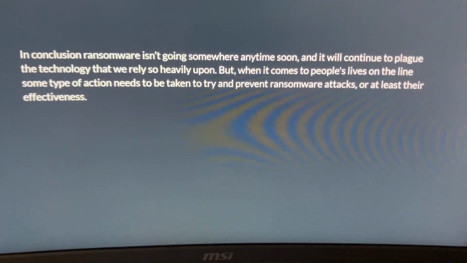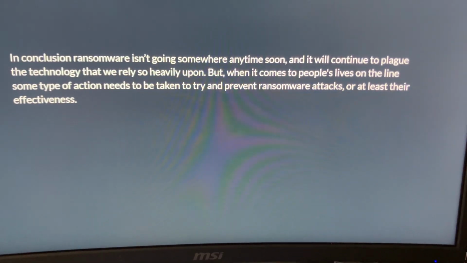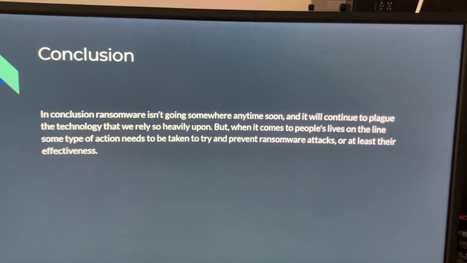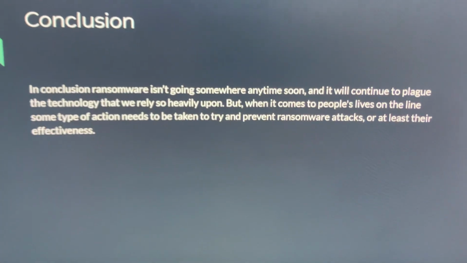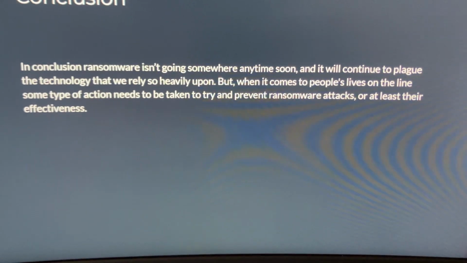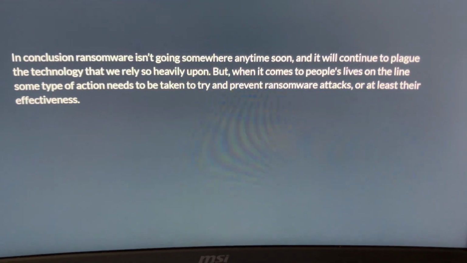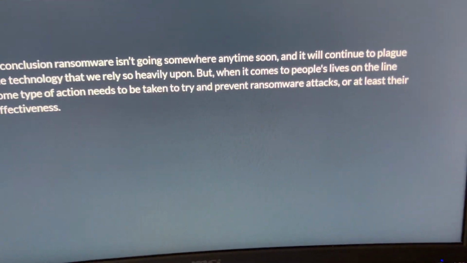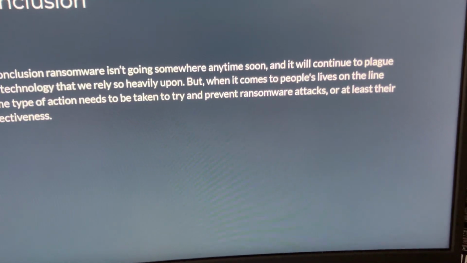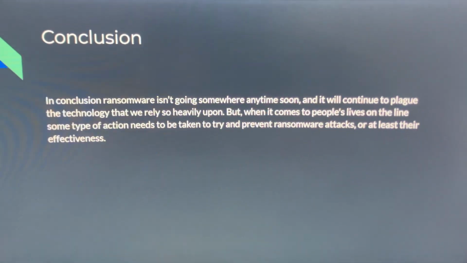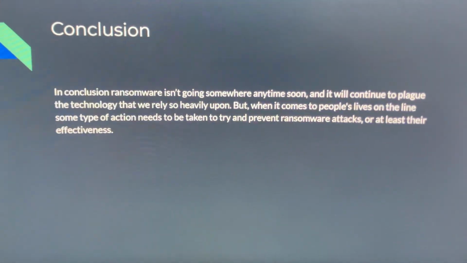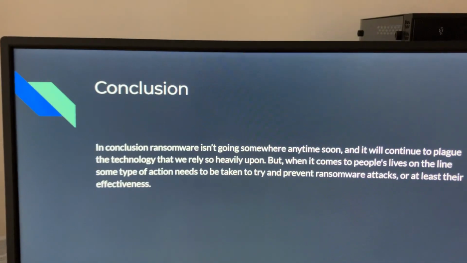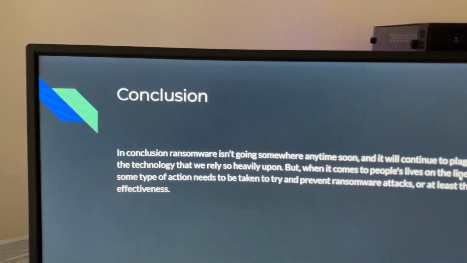Ransomware isn't going anywhere anytime soon, and it's going to continue to plague us as technology, and as we rely on it more and more. That's just how it goes. And when it comes to people's livelihood, like hospitals, I think it's a way different situation than companies that are already making millions of dollars of profit every year, losing a couple million. This is coming to people's lives, people that can die every day. So when you think about that, that's the scary part of it all.